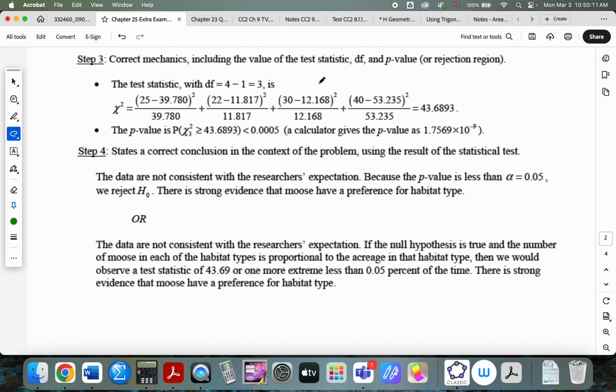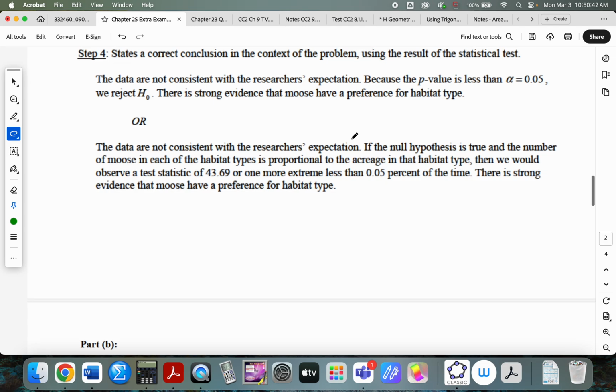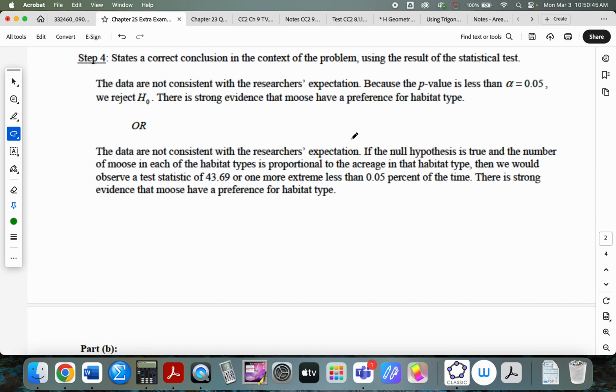Step 3, the correct mechanics, including the value of the test statistic, degrees of freedom, and the p-value, or the rejection region. Basically, we just need to tell them that the degrees of freedom was 3, which we did. Tell them the chi-squared statistic was 43 point whatever, and that the p-value is incredibly low. Then step 4 states a correct conclusion. The data are not consistent with the researcher's expectation. Because the p-value is less than 0.05, we reject the null. There is strong evidence that the moose have a preference for habitat type.